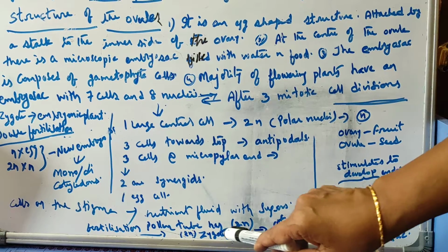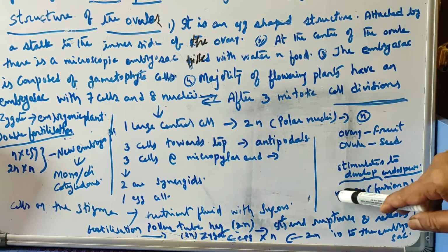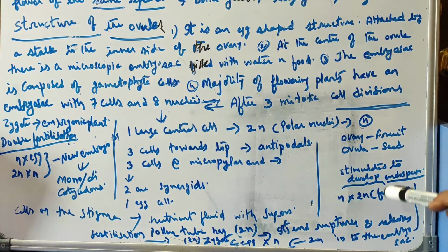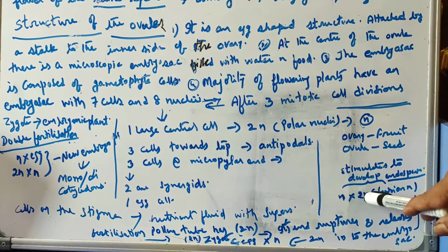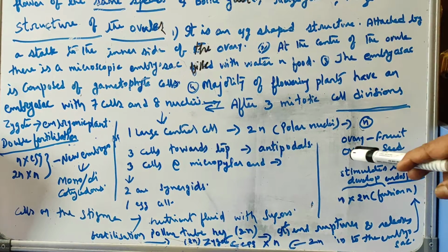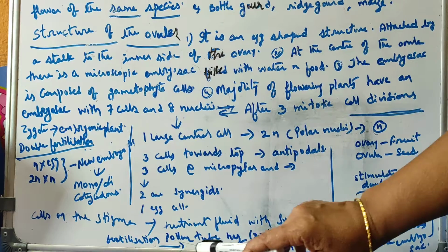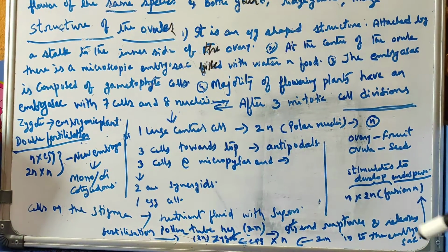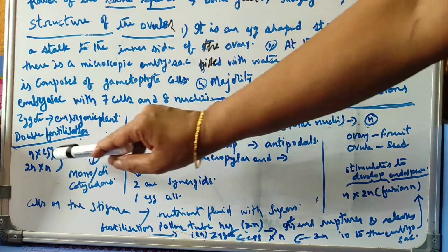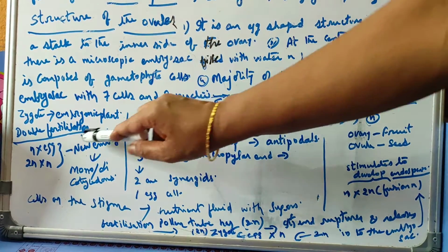Actually, only one is fused here, and the other remaining n will fuse again with the other nucleus, and this stimulates the development of the endosperm. So this n and 2n fusion gives 3 nuclei. Then the ovary will develop into fruit, and the ovule will become the seed. This is called double fertilization, because first one n is fused with the egg, and the other with the 2n here. Already we discussed this. So twice it undergoes fertilization, that's why it is called double fertilization, and a new embryo will be formed.